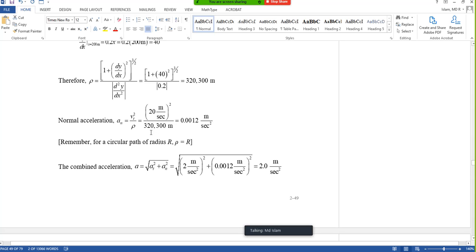Once you find combined acceleration, I can ask what is the centripetal force. I can ask what is the centrifugal force. Same thing, mv square by r. I can extend it.